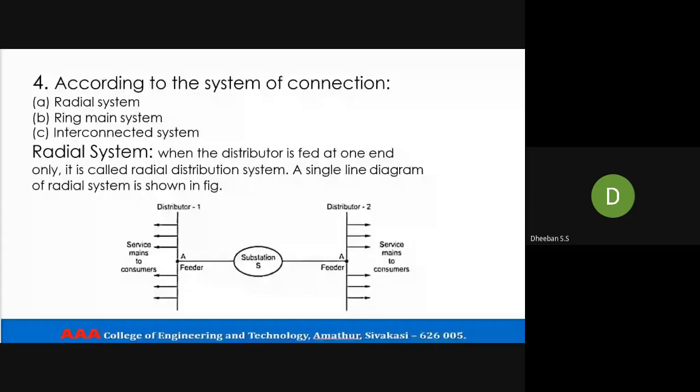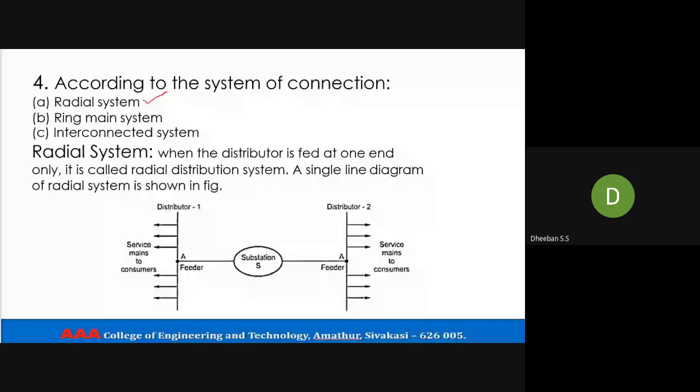As I said, it is of a three-wire system. This is for DC, and for AC, there is the three-wire system and then the three-phase four-wire system. About the system connection: it is of three types, starting with radial, then ring main, and then the interconnected system. In this first unit, you just have to know an overview of these systems.